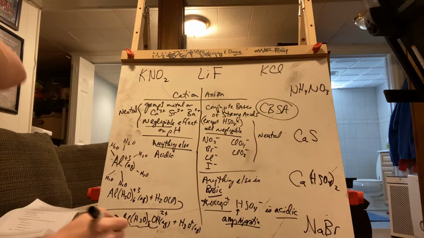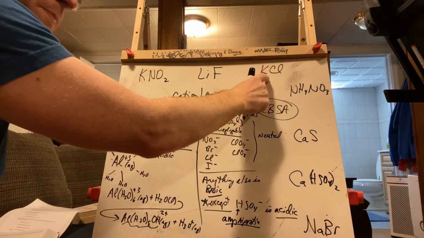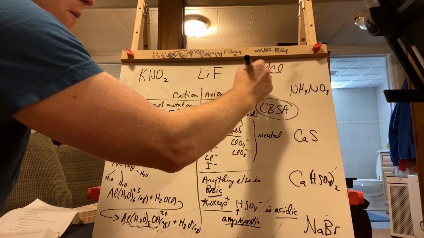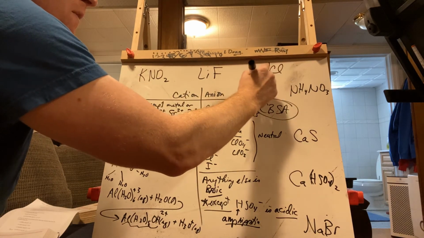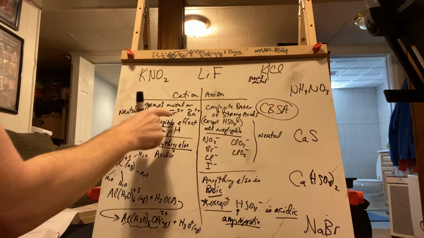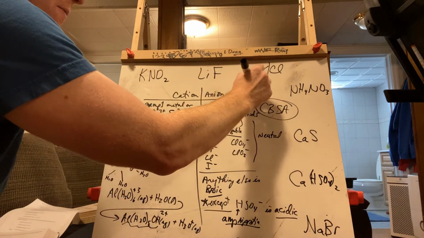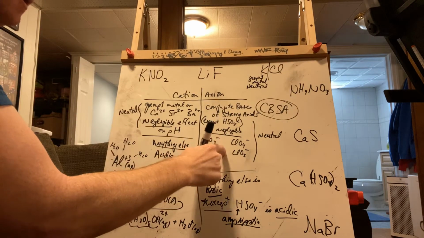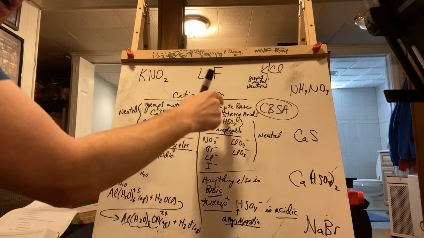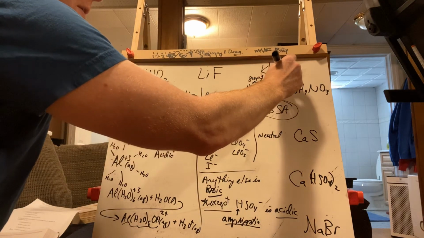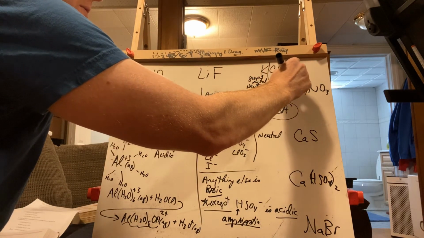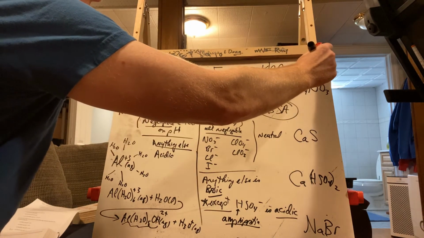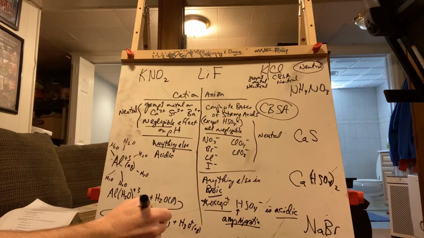Okay. So KCl is going to be a group 1 metal. So group 1 metals are neutral, so that will do nothing in solution. Cl minus is one of these CBSAs. It's the conjugate base of a strong acid. So that's also neutral. And therefore, this salt is neutral.